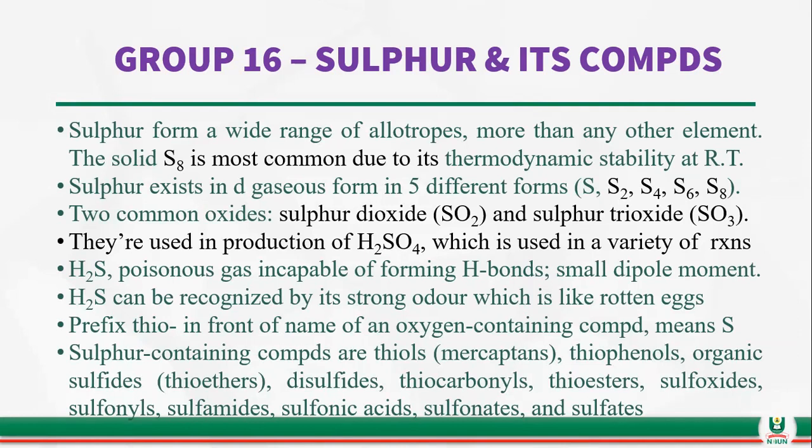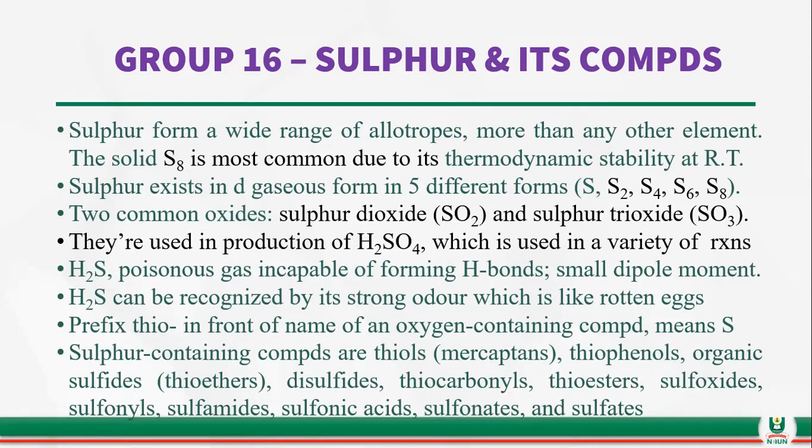H2S, of course, that's the hydride of sulfur, is a poisonous gas, incapable of forming hydrogen bonds. That's why it's a gas. Where H2O is capable of forming hydrogen bonds, it is liquid, despite the fact that it's lower in molecular mass than H2S. H2S can be recognized by its strong odor. It smells like rotten egg.